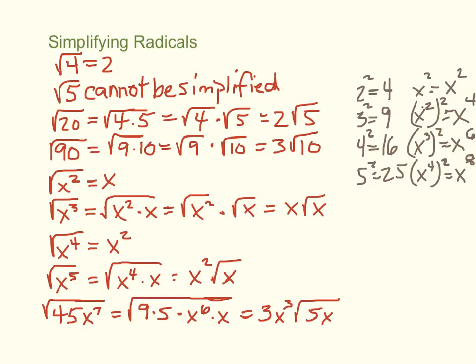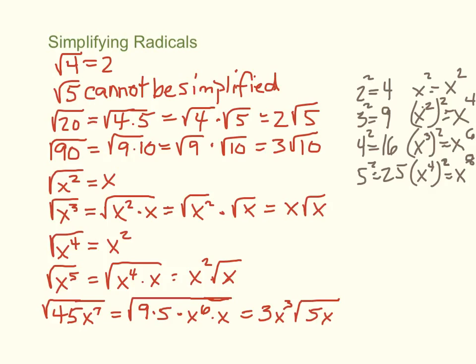It also works for variables. We have perfect square variables. x squared is a perfect square variable. The square root of x squared is x. And here are the perfect squares. Again, if I take x and I square it, I get x squared. If I take x squared and I square it, I get x to the 4th.